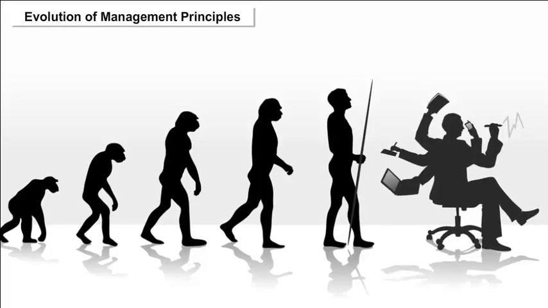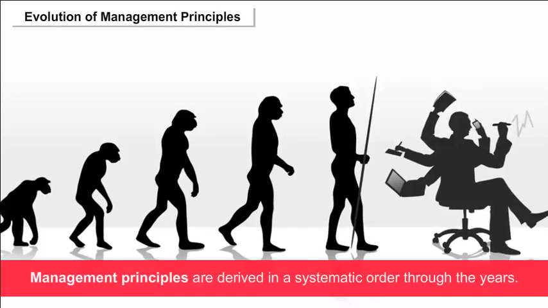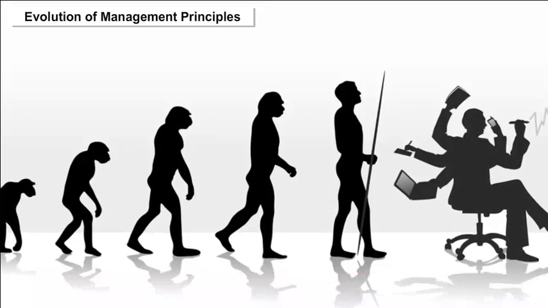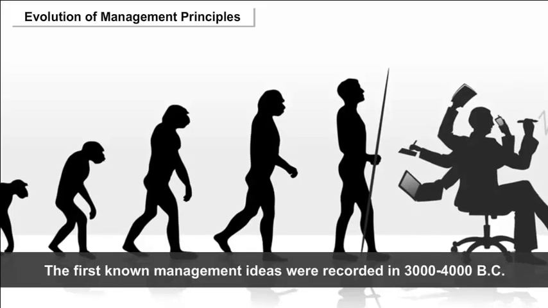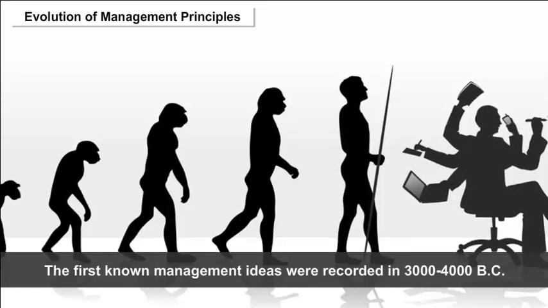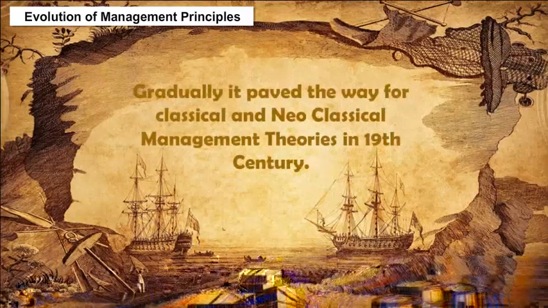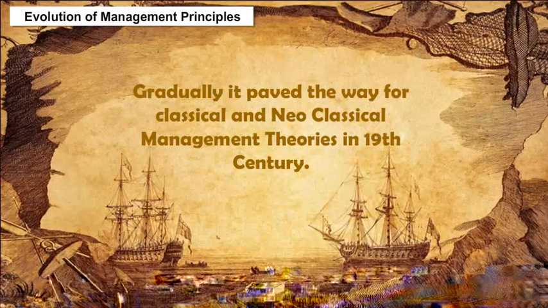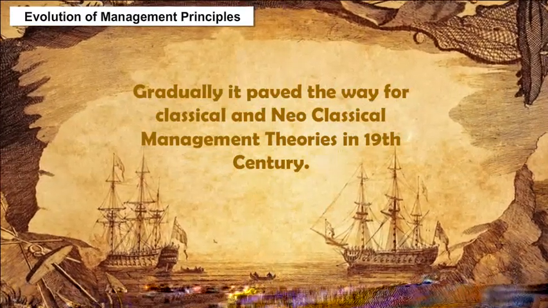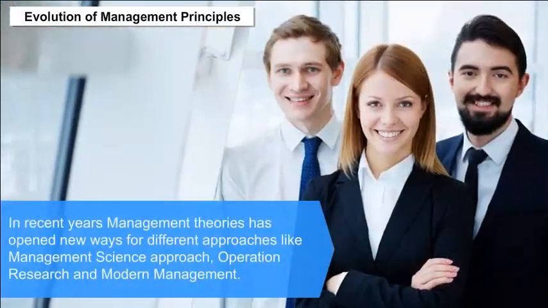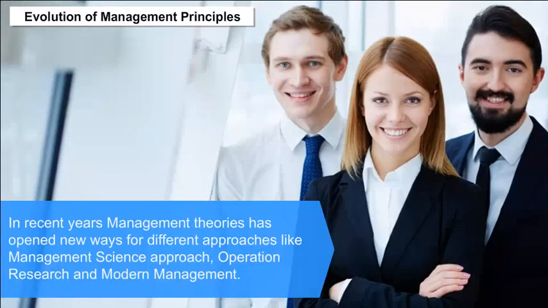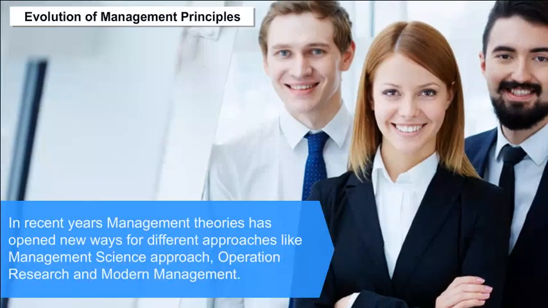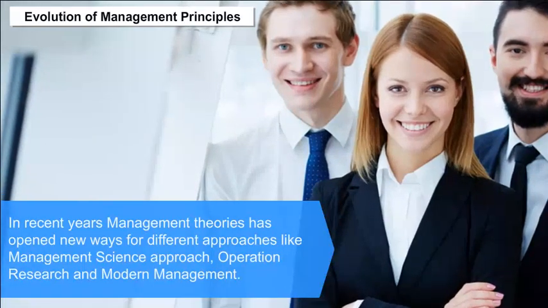Evolution of management principles. Management principles are derived in a systematic order through the years. The first known management ideas were recorded in 3000 to 4000 BC. Gradually, it paved the way for classical and neoclassical management theories in the 1900s. In recent years, management theories have opened new ways for different approaches like management science approach, operations research, and modern management.